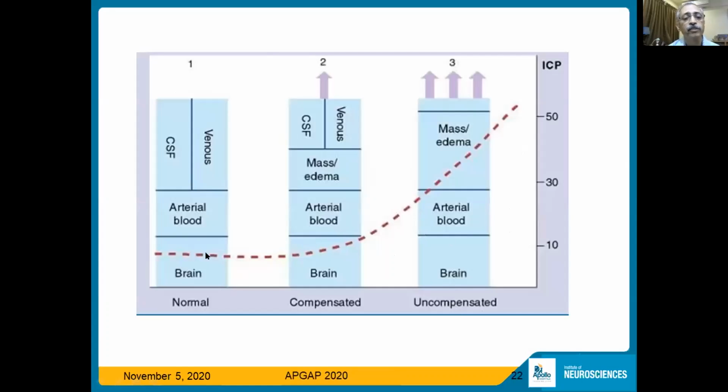This is what I was trying to explain. This is the critical point, and you can see the first thing happening is that the CSF in the venous outflow increases. Whenever there is a mass or edema in the brain, as the compensation fails, there is a significant increase in the edema, and it reaches the steep portion of the curve.